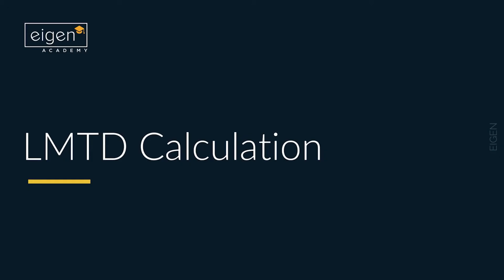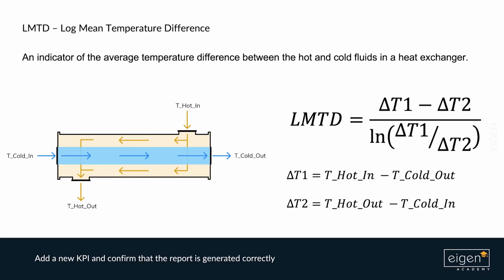In this short video, I'm going to show you how you calculate the LMTD of a heat exchanger. LMTD stands for log mean temperature difference and is the indicator of the average temperature difference between the hot and cold fluids in a heat exchanger, and can be represented with this formula here on the right, where T1 is hot in subtracted by cold out, and T2 is hot out subtracted by cold in.